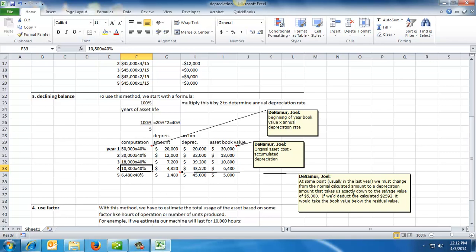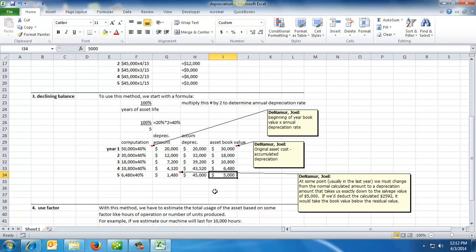At some point, and I have this listed over here, usually in the last year, we must change from the normal calculated amount to a depreciation amount that takes us down to our salvage value. In this particular case, if we continued to do this, we'd end up with some different number. But because this is our last year, we need a depreciation amount that will take us to an accumulated depreciation of $45,000 and a book value of our ending salvage value of $5,000. Like I said, normally this happens in the last year, and often this is a plug figure to get us to our salvage value.